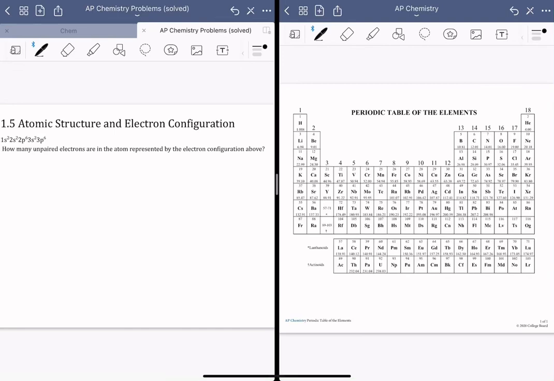Unit 1.5, Atomic Structure and Electron Configuration. 1s2, 2s2, 2p6, 3s2, 3p6. How many unpaired electrons are in the atom represented by the electron configuration above?